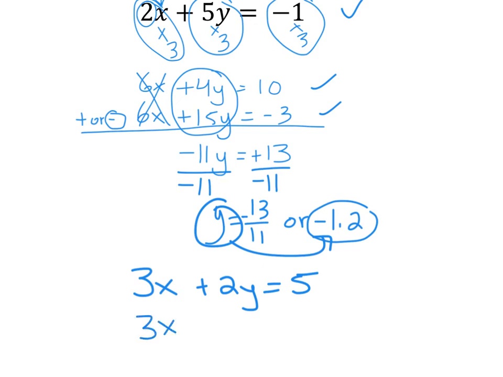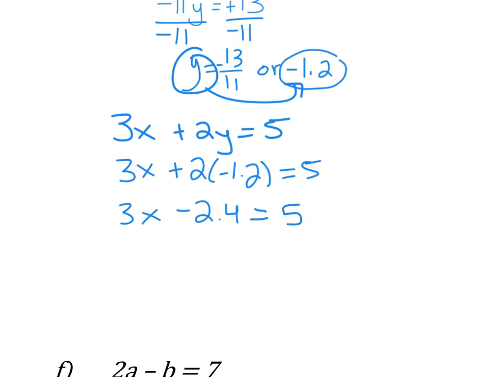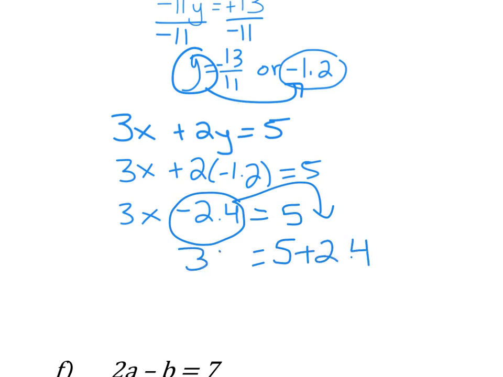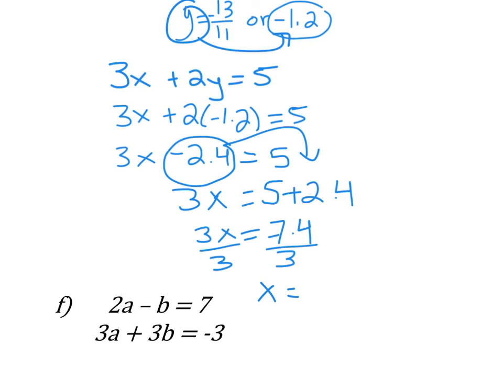So 3x plus 2 times negative 1.2 equals 5. 2 times negative 1.2 is negative 2.4. Equals 5. Then we'll take that negative 2.4 and bring it across. So then it becomes 5 plus 2.4. That 3x stays. 3x is equal to 5 plus 2.4, which is 7.4. 7.4 divided by 3 gives me a value of 2.5.